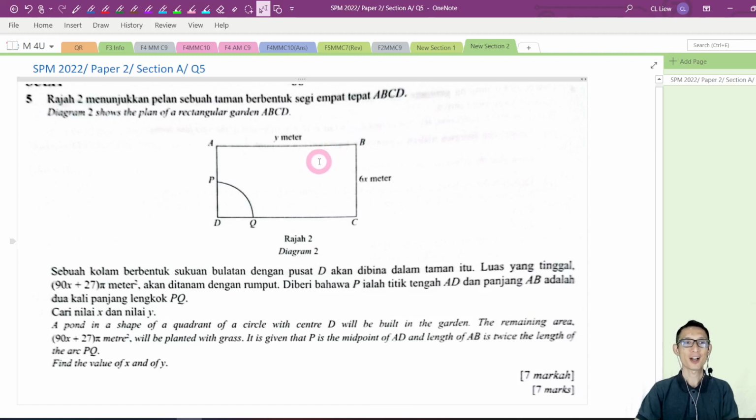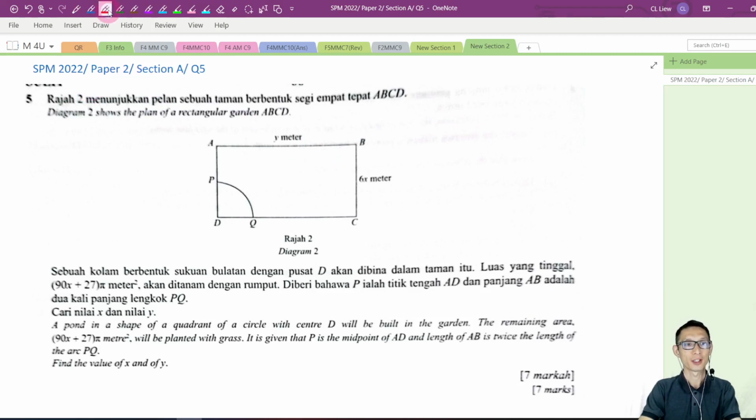Hi everybody, let's try to solve this question. This question is taken from SPM 2022, paper 2, section A. This is from chapter 3, system of equations. Now, let's look at this question.